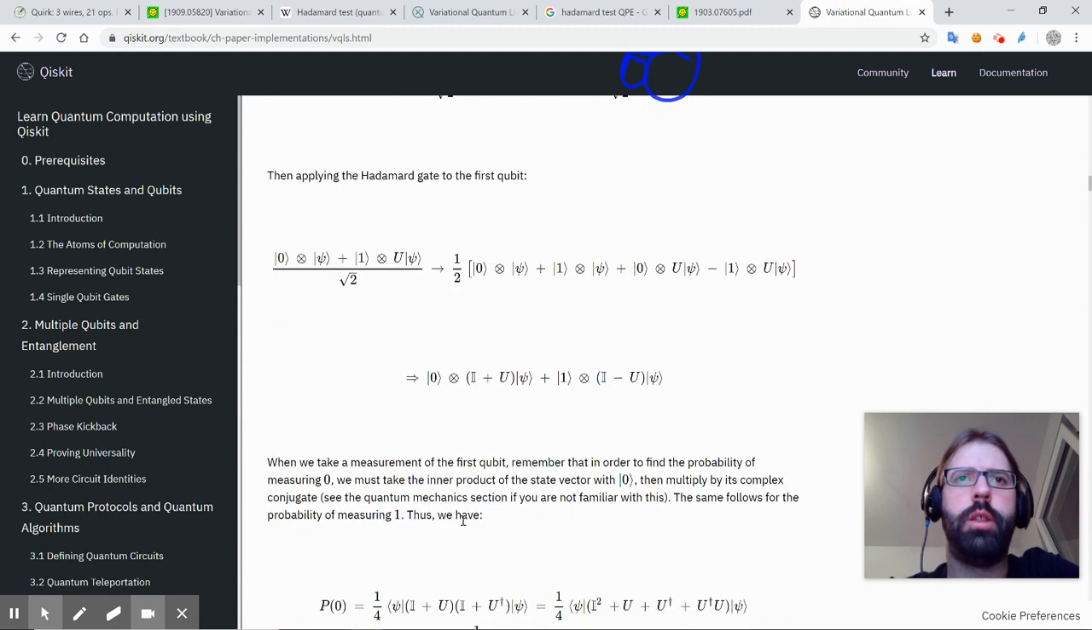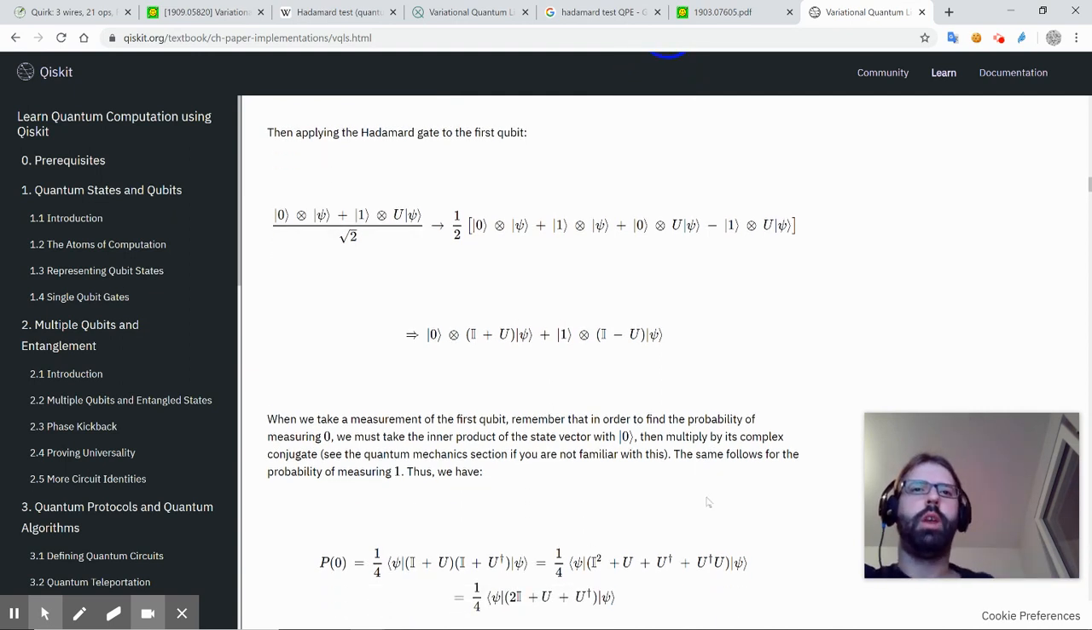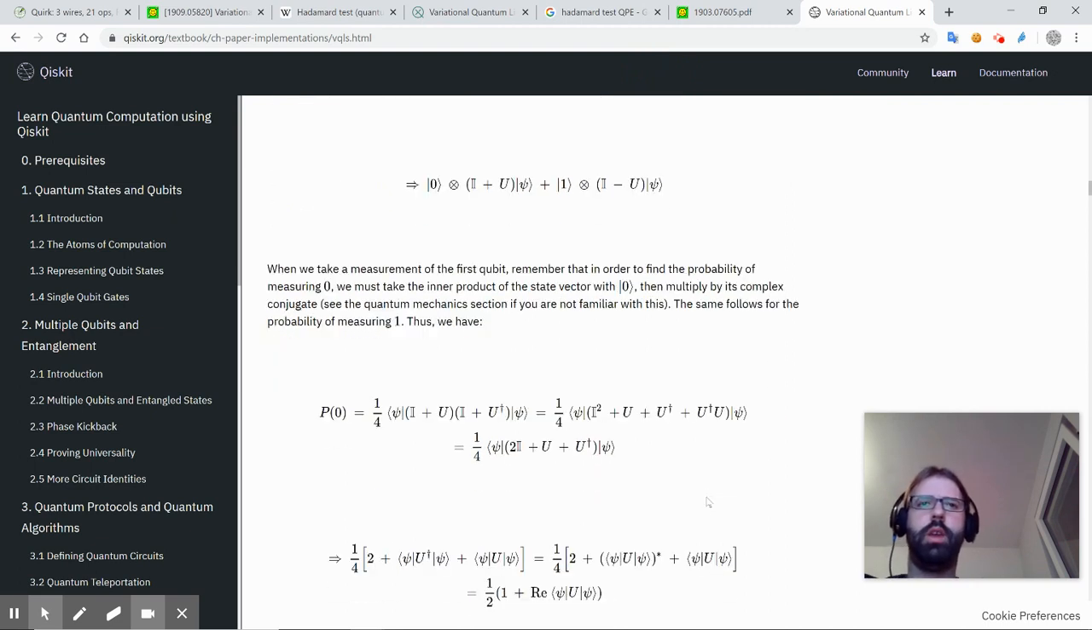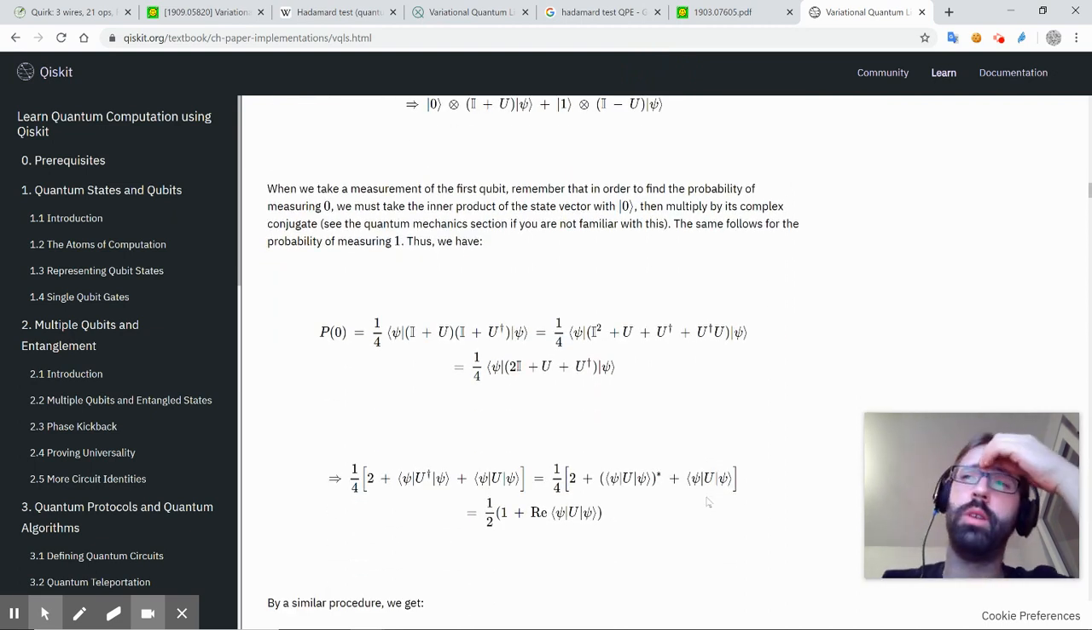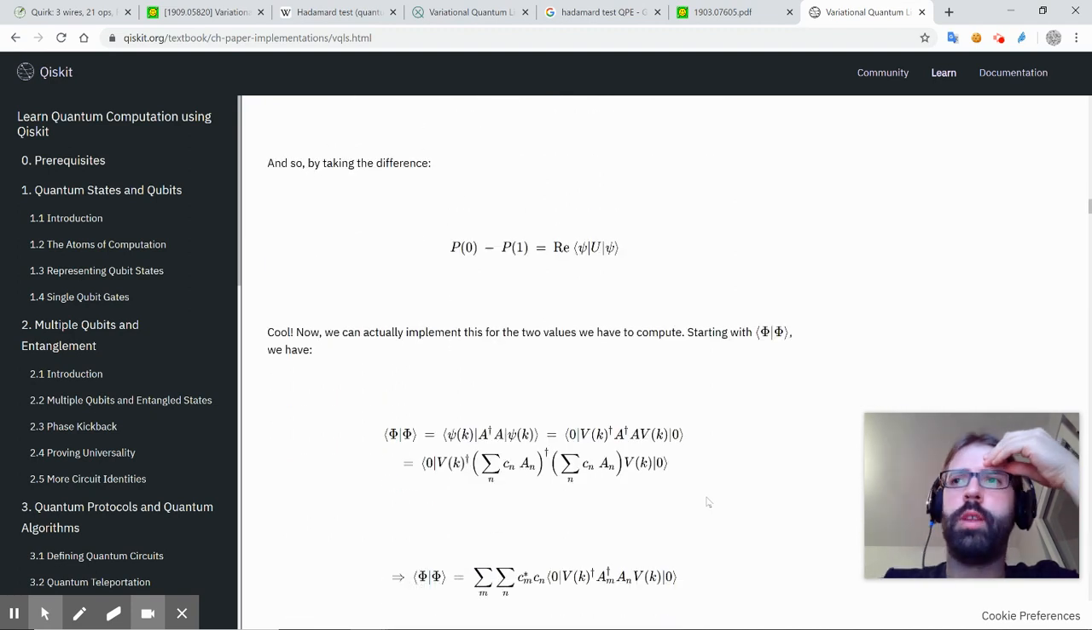We take the measurement of the first qubit. Remember that in order to find the probability of measuring 0, we must take the inner product of the state vector with 0, multiply its complex conjugate. Okay, so then they just calculate like this and they say, okay, here you go. This is this. So that's just the math.